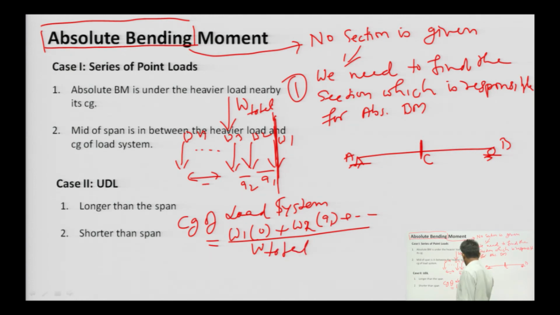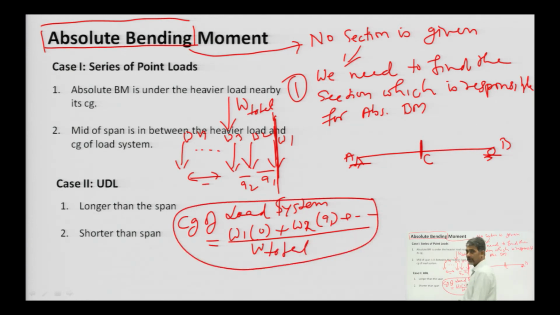Okay. With the help of this expression, we can find the position of the resultant load. We can determine the CG of the load system through that expression. Once we get the CG, suppose I have this type of situation.